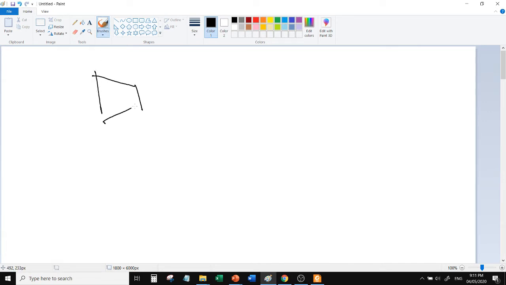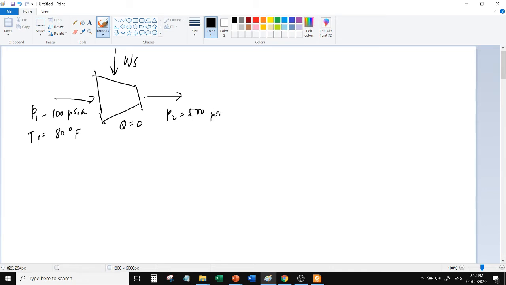We have a compressor. And a compressor is a work-requiring device. P1 is 100 psia. T1 is 80 degrees Fahrenheit. It is adiabatic, they say. P2 is 500 psia.